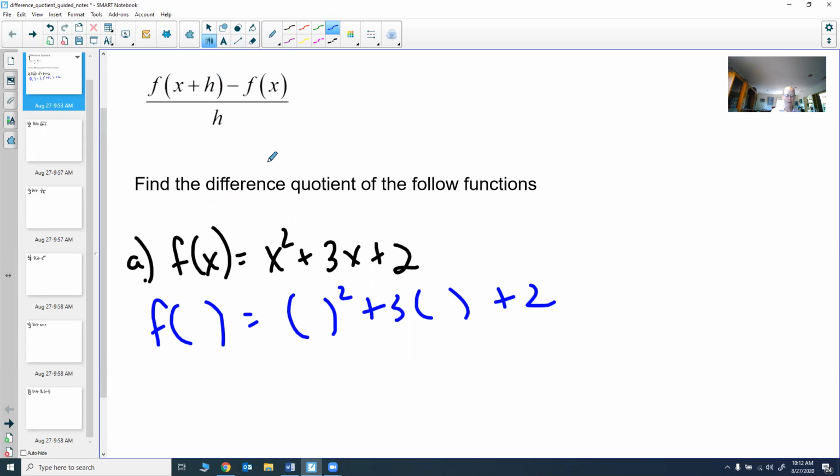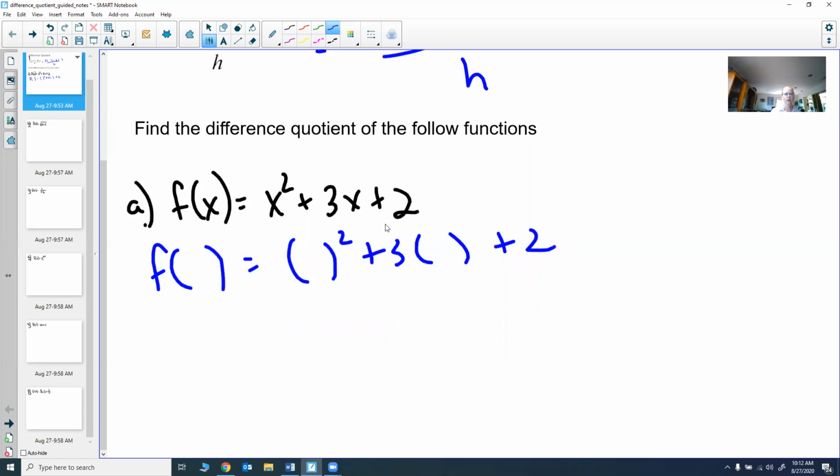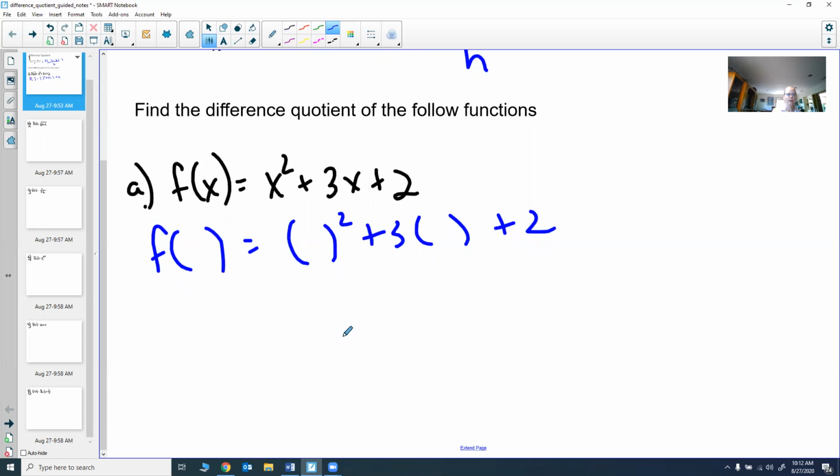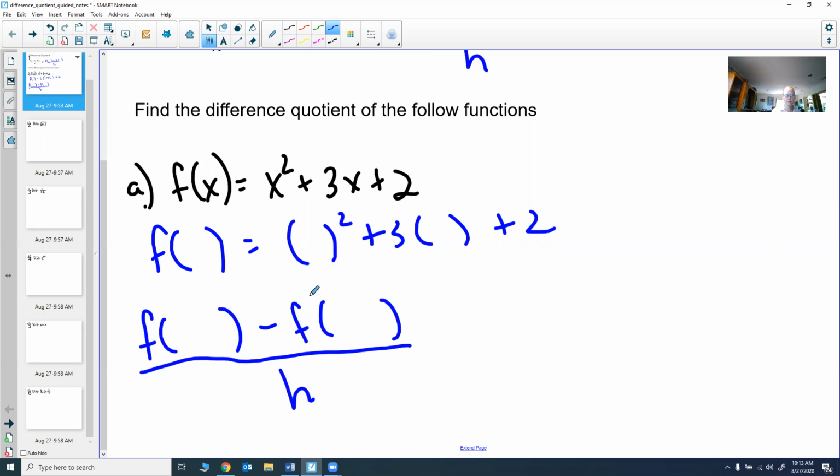Same thing up here, I like to think of the difference quotient as being f of something minus f of something all over h, and then you fill in the somethings. So we're going to go ahead and do that now. We're going to write down this difference quotient here. F of something minus f of something all over h. And the first something is x plus h. The second something is x.